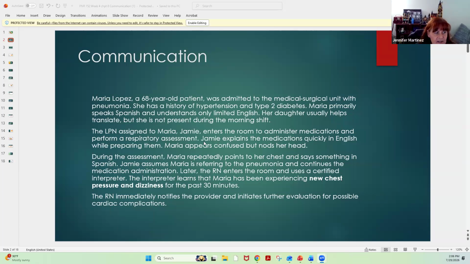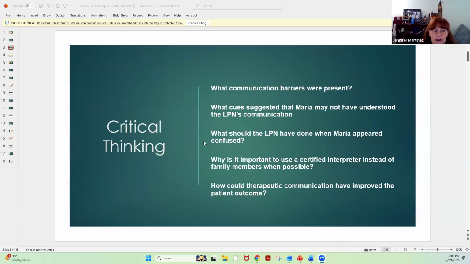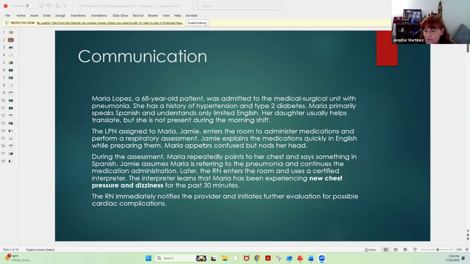All right, so let's start with what communication barriers were present. What were some of the barriers that were present in this scenario?